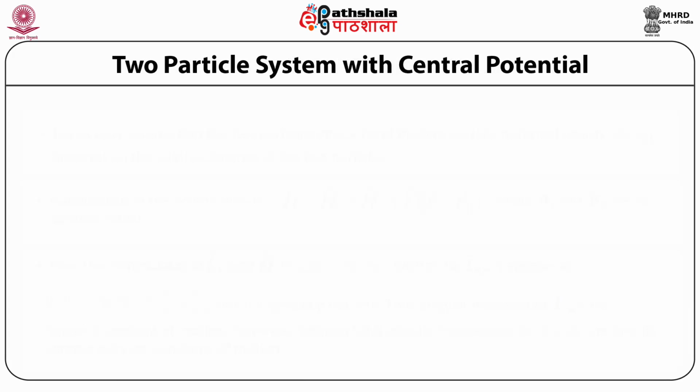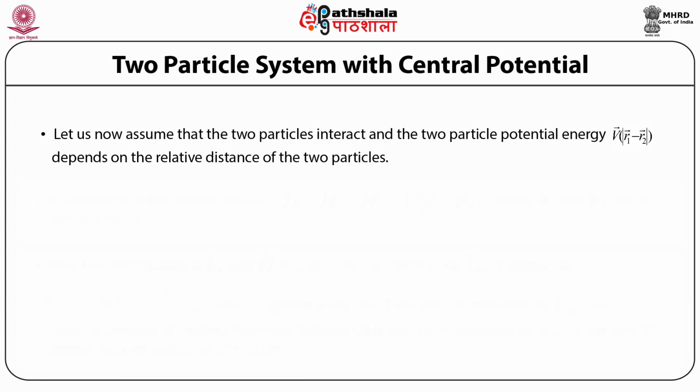Two-particle system with central potential. Now let us assume that the two particles that we have been discussing interact, and the two-particle potential energy is given by the function V as a function of R1 vector minus R2 vector. So here we are changing slightly from assuming the two particles to be non-interacting to assuming that the two particles are now interacting, and therefore the potential energy we are taking now is, rather than being the individual potential energy of the particles, the potential energy for the combined system, which is a function of R1 vector minus R2 vector, that is, basically a function of the distance between the two particles, and does not depend independently on the position vectors of individual particles, but depends on the relative distance of the two particles.